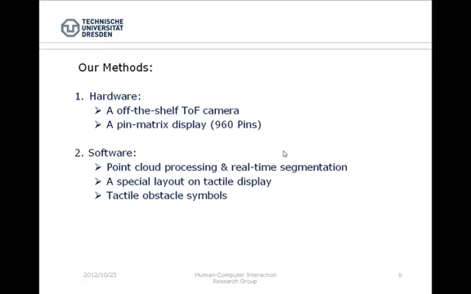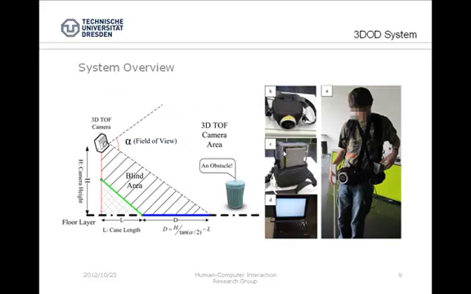So, coming to our methods. In our system, for the hardware, we use the 3D TOF camera and also a portable pin-matrix display. The display has 916 pins. About the software, we developed software for point cloud processing and segmentation. We also developed a special layout on the tactile display, as well as a set of tactile obstacle symbols, which we will introduce later.